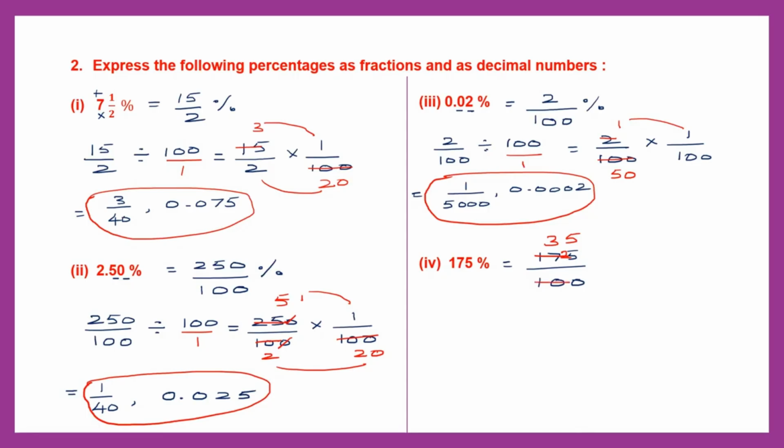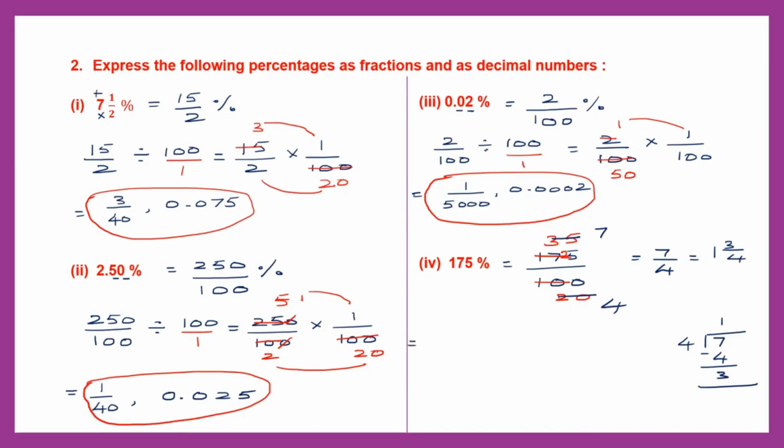Here also 5 twos are 10. Add the 0. Now we have 35 by 20. We can still reduce it by 5. 5 sevens are 35. 5 fours are 20. So here we have 7 by 4, which is an improper fraction. We're going to convert it to a mixed number. 7 divided by 4. 4 ones are 4, minus, 3. So what is your answer here? 1, 3 by 4. So let's write it down here.